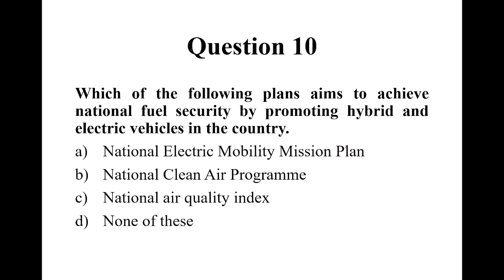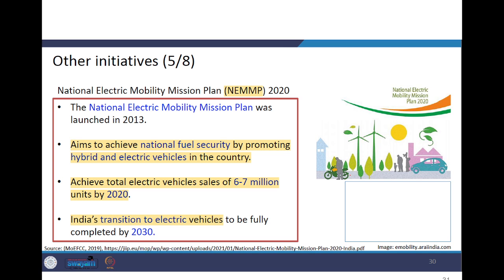Okay. So, which of the following plans aims to achieve national fuel security by promoting hybrid and electric vehicles in the country? You can say the National Electric Mobility Mission is related to e-vehicles. Lots of other air quality regulations are also mandating e-vehicles, but here the plan aims to achieve national fuel security by promoting hybrid and electric vehicles in the country. It's purely given by the National Electric Mobility Mission Plan, NEMMP 2020. It was launched in 2020 and aims to achieve national fuel security by promoting hybrid and electric vehicles.